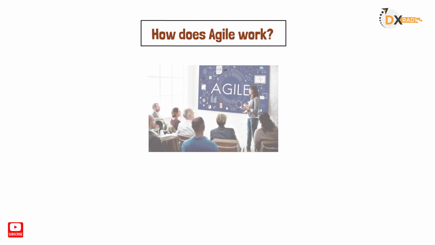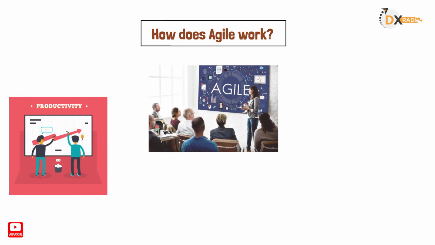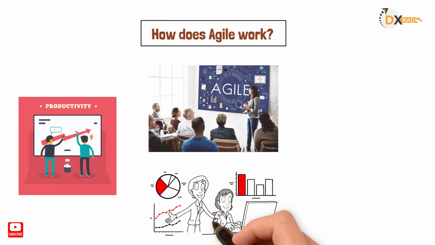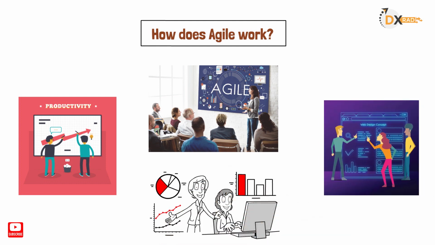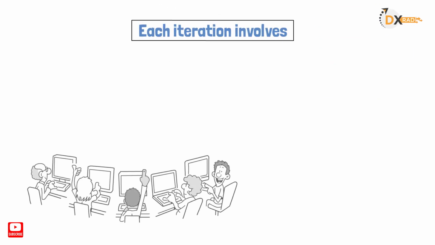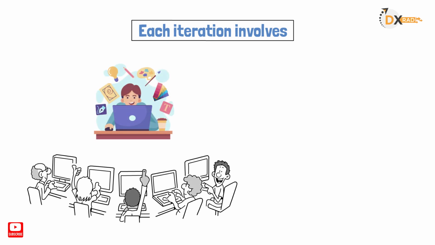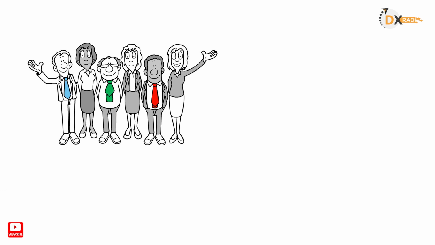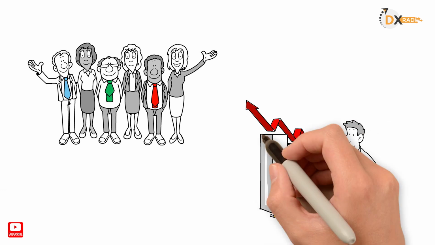How does Agile work? At its core, Agile is a collaborative and iterative approach. It involves breaking down a larger project into smaller, more manageable pieces called iterations or sprints, which typically last 1 to 4 weeks. Each iteration involves a cross-functional team of developers, designers, and stakeholders who work together to complete a specific set of tasks and deliver a working product increment.